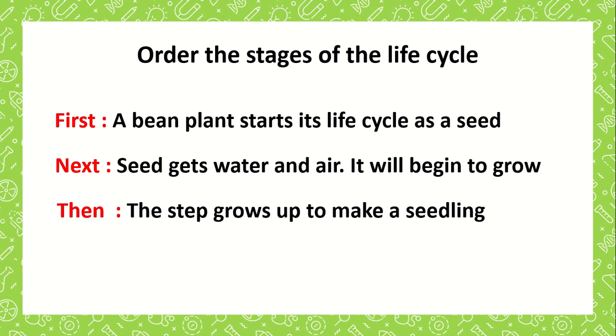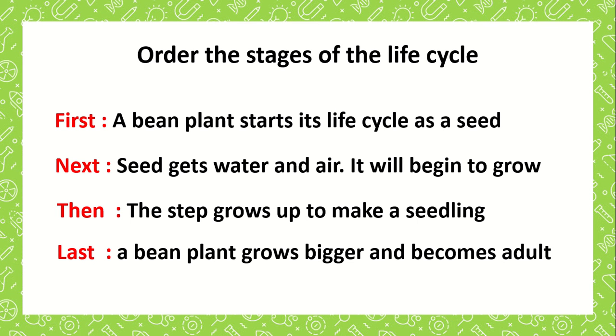Then the stem grows up to make a seedling, and then the bean plant grows bigger and becomes an adult. Last, the bean plant grows bigger and becomes an adult.